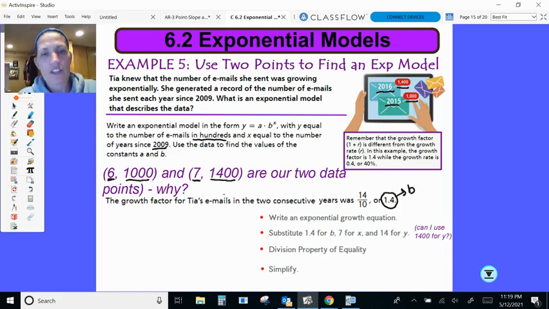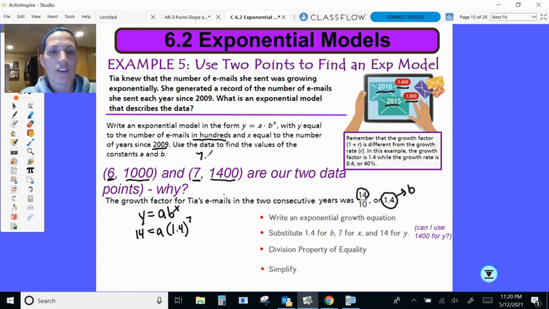So then we're going to write an exponential growth equation. We're going to go y equals a times b to the x, and we're going to substitute these values. We use this 14. So 14 equals a, we don't know what a is, we know what b is, times 1.4 to the x, which is going to be 7. So when y is 14, x is 7. I should actually write this as 14 because we're using it in hundreds, okay? Now we're going to divide by 1.4 to the 7th power.